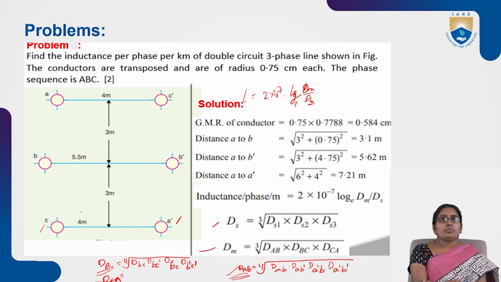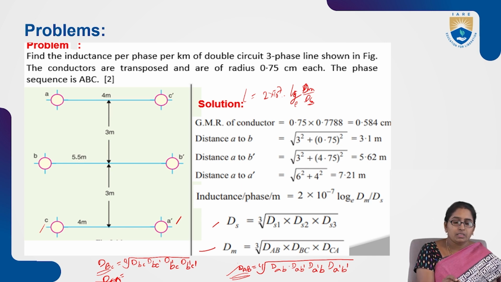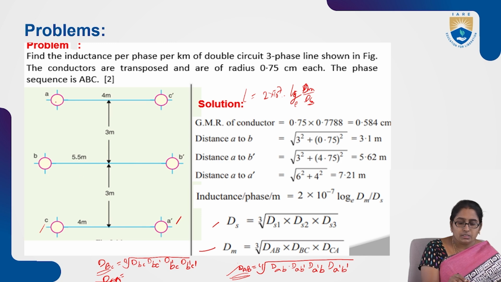So in the diagram, we see how to calculate DAB. This is how the diagram is given. DAB is given by this: this is 4, this is 5.5. So how to calculate DAB from here to here? This is 4, right? So what is the remaining distance?